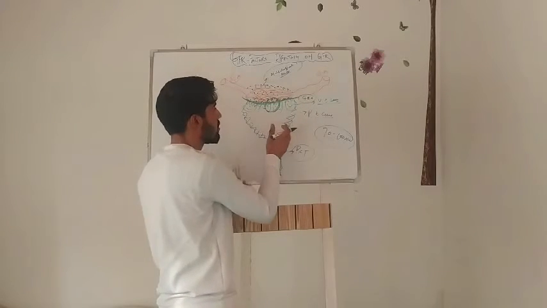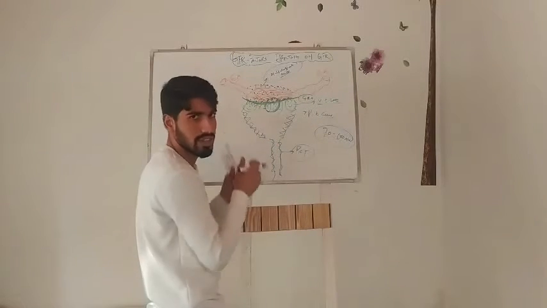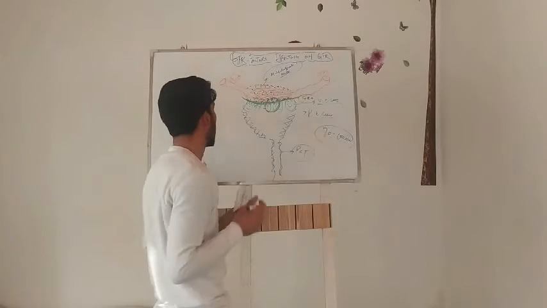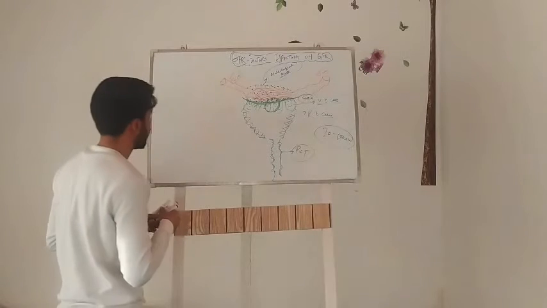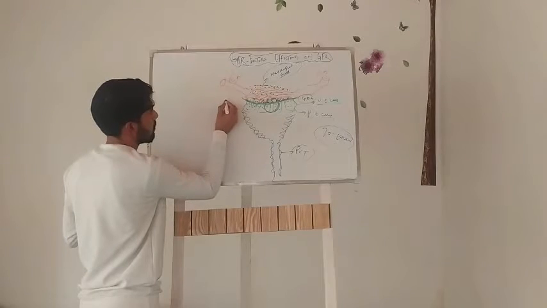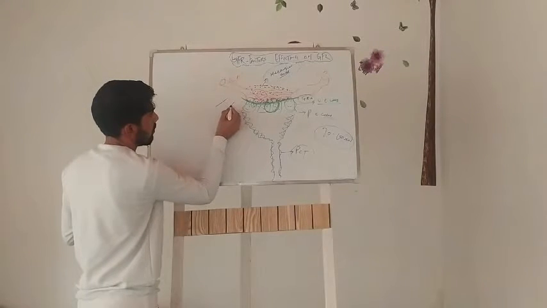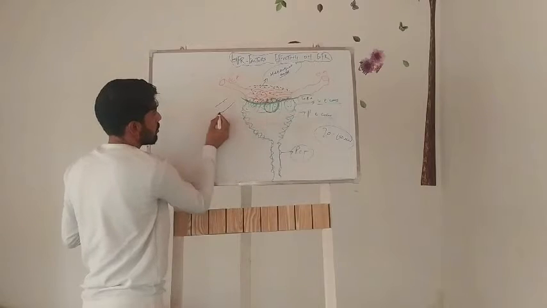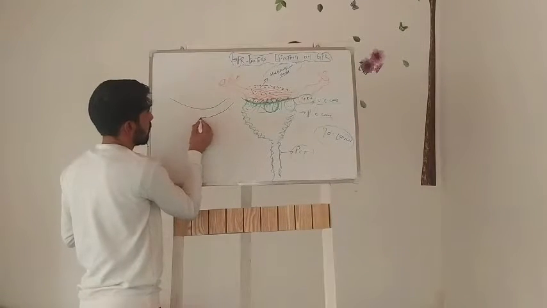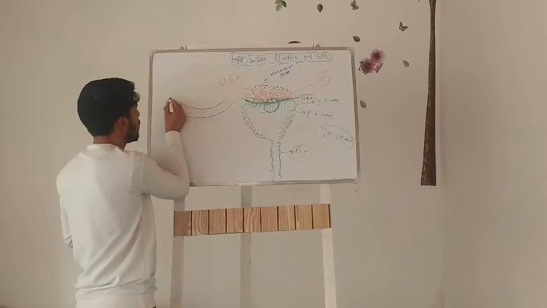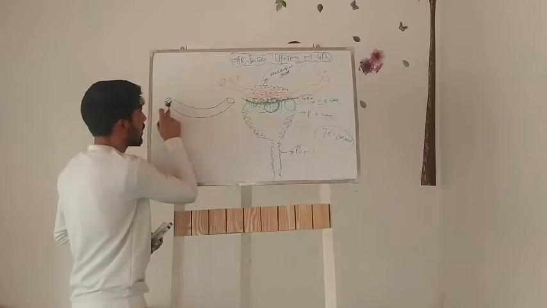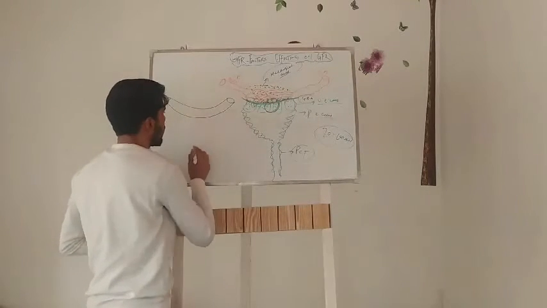Now we will enlarge only this part of the structure. Then we will try to understand how the filtration occurs here. Let me try here. So this is the afferent arteriole. This is the afferent and this is the efferent.